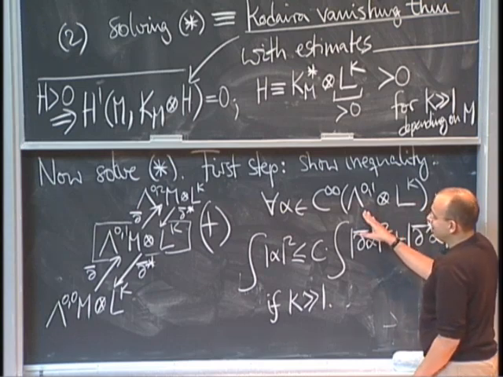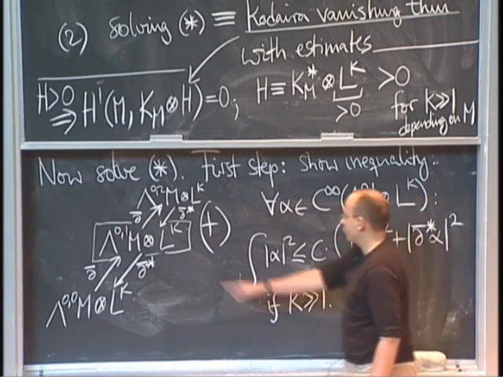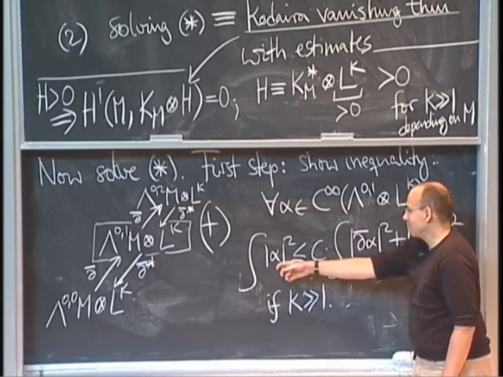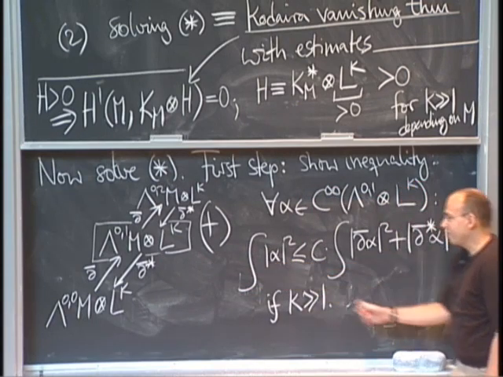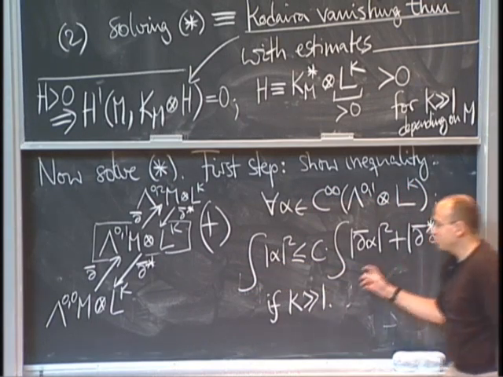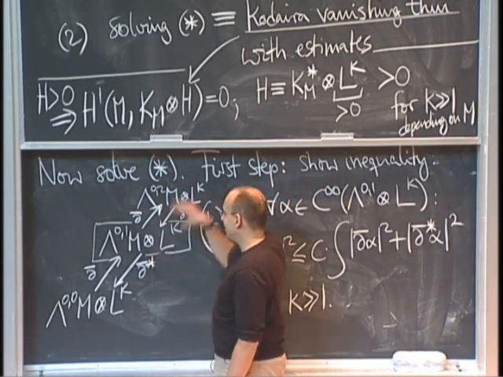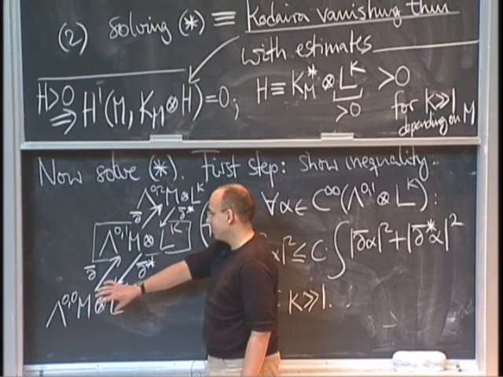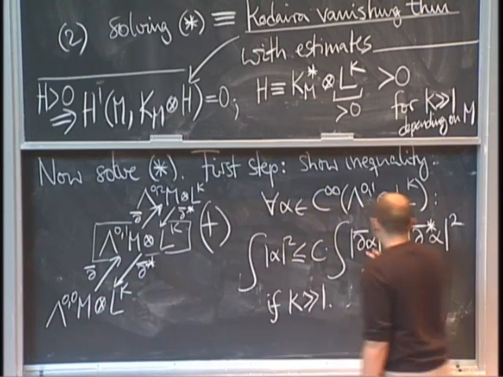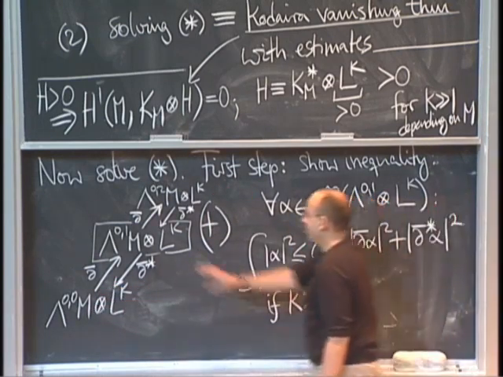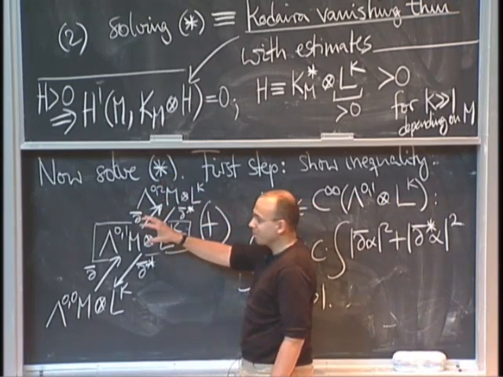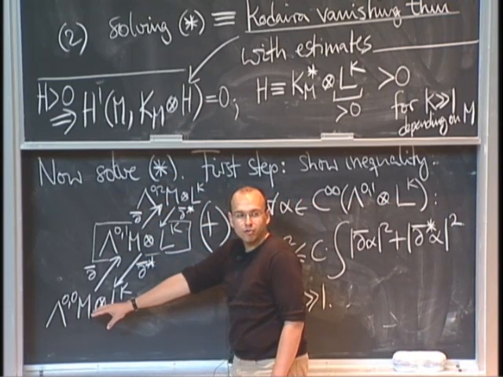I'm claiming that for all 0, 1 forms, it's actually true that I can control the L2 norm of the form by the L2 norm of its del and the L2 norm of its del bar. So the del of the 1 form lives here, and the del bar and del bar star. So if the del bar of the 1 form lives up here, it's a 0, 2 form. The del bar star is just a 0 form that lives down here.